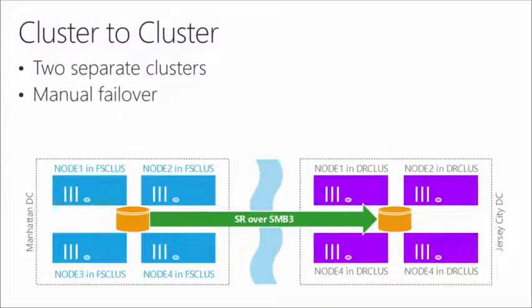But this is 2 separate clusters, so this isn't an automatic failover unless you wrote some PowerShell, wrote some workflow to automate this process. This is essentially 2 separate clusters where you're just replicating from one to another. One would obviously be in read-write, one would be in read-only mode. And in the event of a disaster, you would fail over manually and bring the workloads up on the second site. And that can be synchronous or asynchronous.